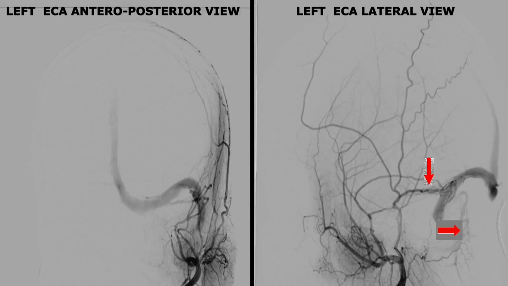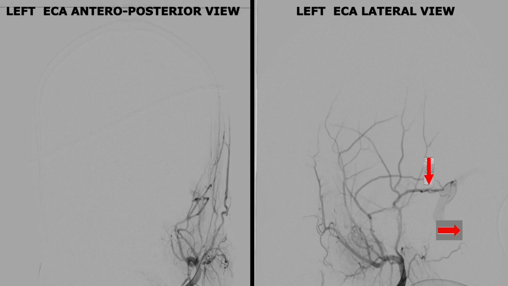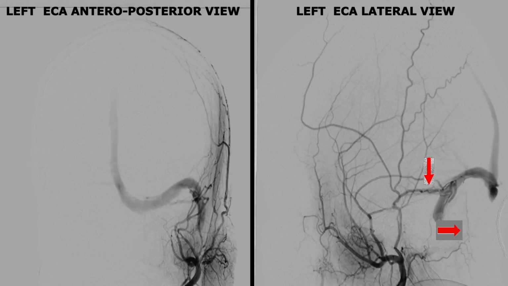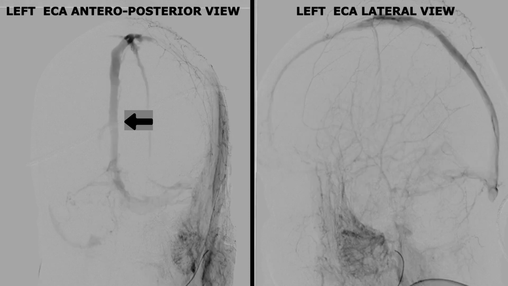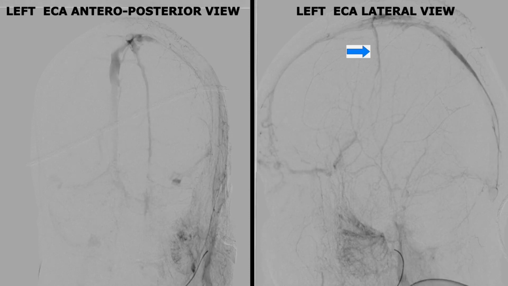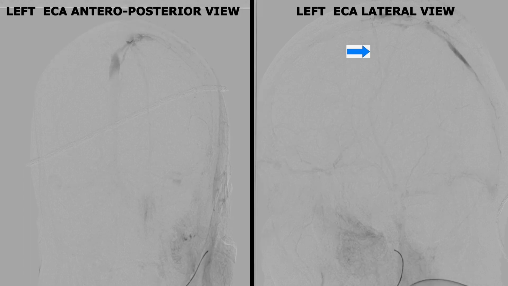This is the DSA of the left ECA, AP and lateral view showing the high flow dural AV fistula with multiple arterial feeders marked with red arrows from left occipital and left middle meningeal artery along with the retrograde flow into the sinus marked with thin black arrow and cortical venous reflux marked with blue arrow.